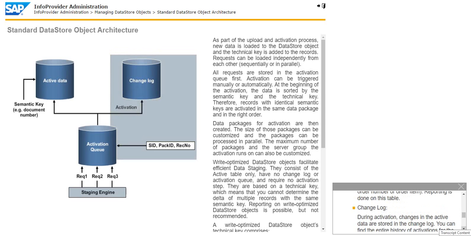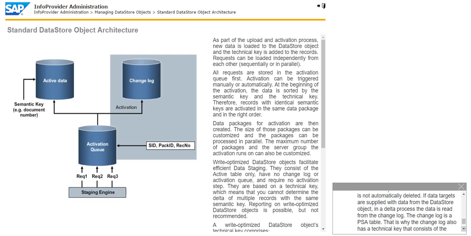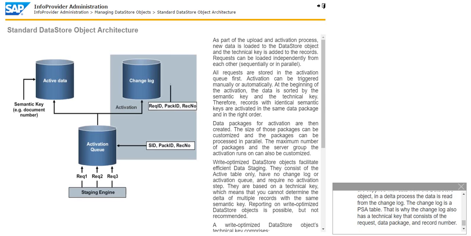Change log. During activation, changes in the active data are stored in the change log. You can find the entire history of activations for the data store object in this table because data is not automatically deleted. If data targets are supplied with data from the data store object in a Delta process, the data is read from the change log. The change log is a PSA table. That is why the change log also has a technical key that consists of the request, data package, and record number.